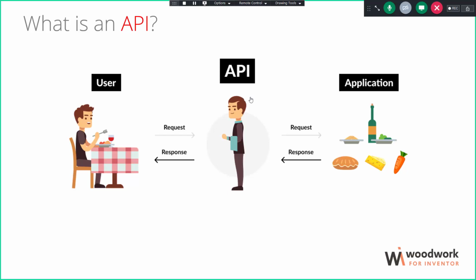So we have a user, we have some request, and there is some application. And the API is working in between. We just send the request, and the API processes it and sends the response. So it's like an intermediate between two different kinds of software. So in our case, we can give you controls in order to get some information from the Woodwork.